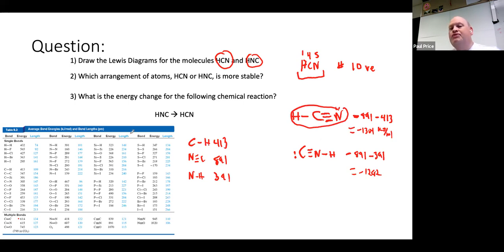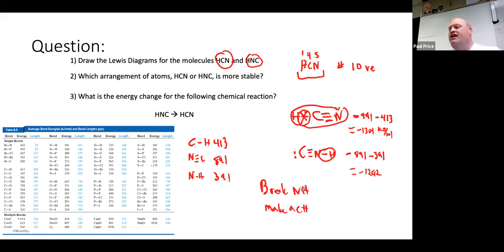Now, that also allows us to determine, if you had a molecule of HNC and it was going to generate a molecule of HCN, what would be the energy change for the process? Well, in order to make this reaction happen, I would have to break this bond. Or excuse me, I broke the wrong bond. I would have to break this bond, excuse me for that, and then come over here and make that bond. So I'm going to break an NH, and I'm going to make a CH.